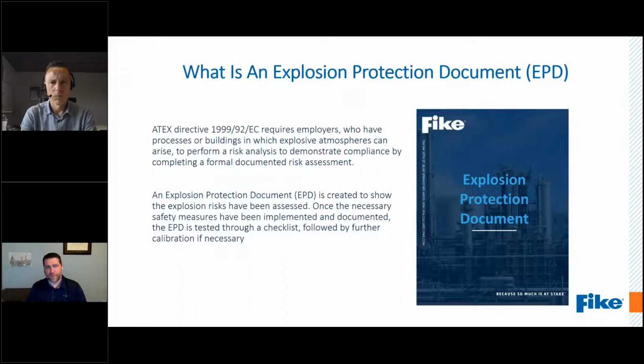So what is the explosion protection document? ATEX 153 requires the employers who have processes or buildings in which explosive atmospheres can arise to perform a risk analysis to demonstrate compliance by completing a formal documented risk assessment. The explosion protection document, or EPD, is created to show the explosion risks have been assessed once the necessary safety measures have been implemented and documented. The EPD is tested through a checklist followed by further calibration if necessary.